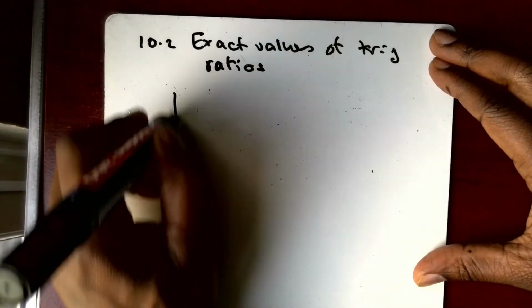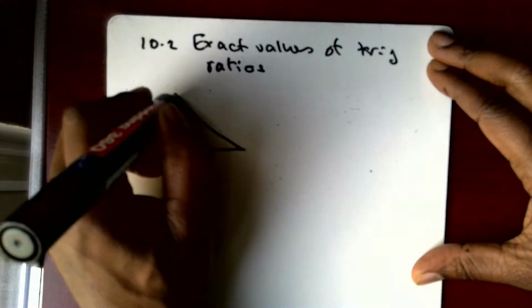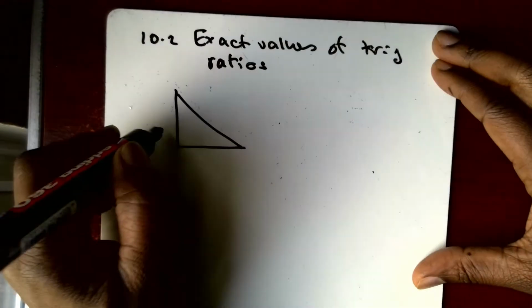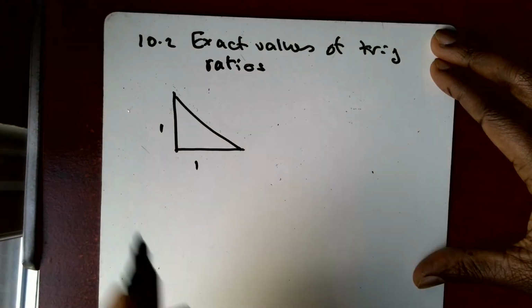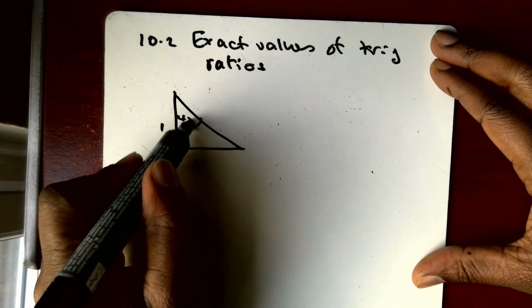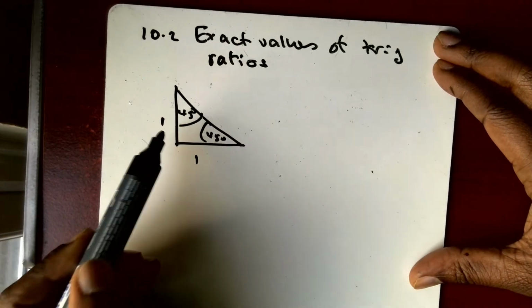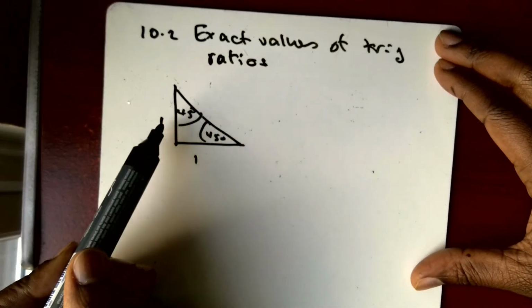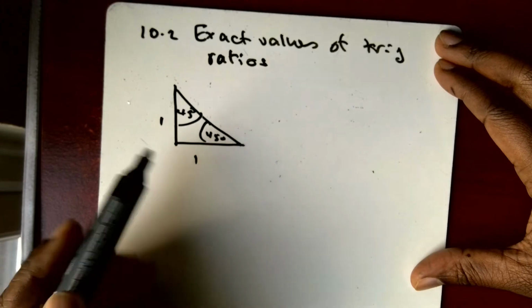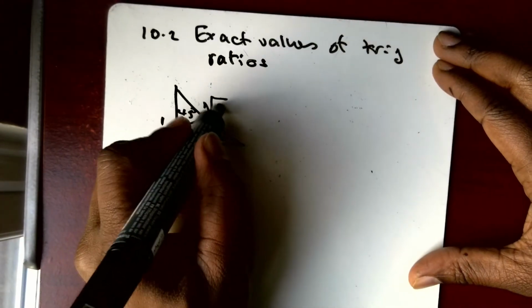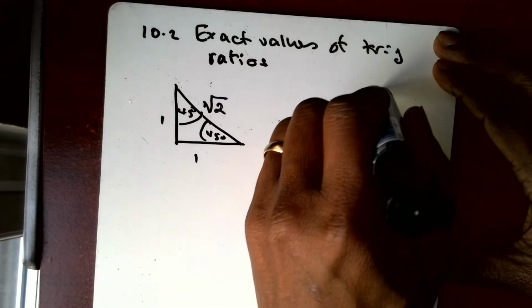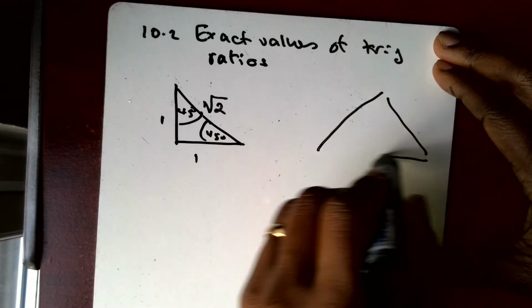So if we start off with an isosceles triangle where both of these sides are 1, that means that these angles here are 45 degrees. And using Pythagoras, this side is going to be the square root of 1 squared plus 1 squared, which is the square root of 2. Okay. We can do the same thing with an equilateral triangle.